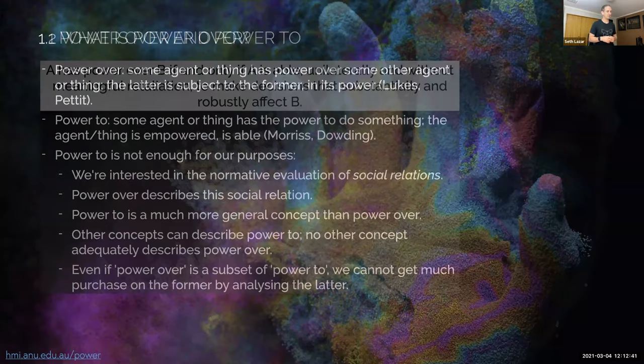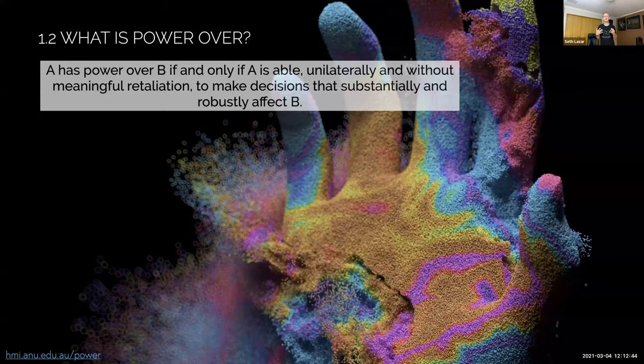So I'm going to give you my definition of power. Whenever you try to set out necessary and sufficient conditions for anything, you're leaving many hostages to fortune. You're susceptible to counterexamples, and no doubt there are plenty of counterexamples to this proposed definition. But this is one I'm going to offer you, and it's distinctive within the literature, although it has analogs. So here's my proposal. A has power over B if and only if A is able unilaterally and without meaningful retaliation to make decisions that substantially and robustly affect B.